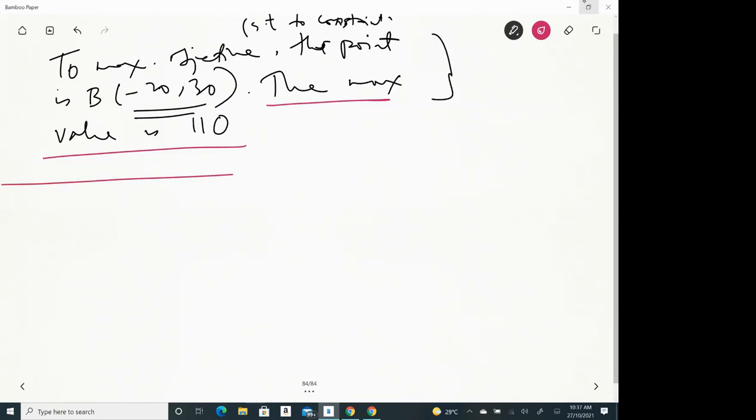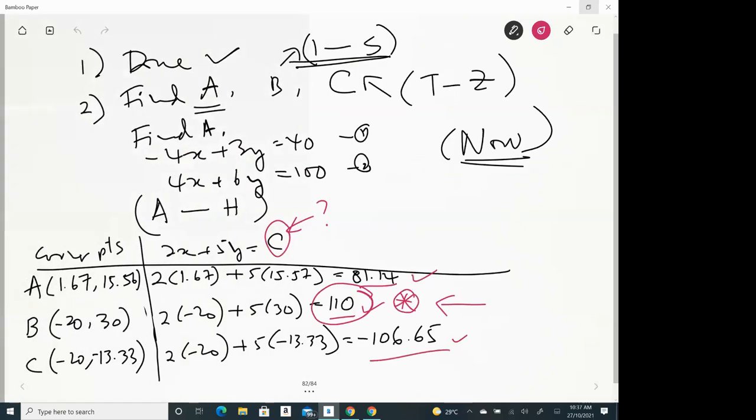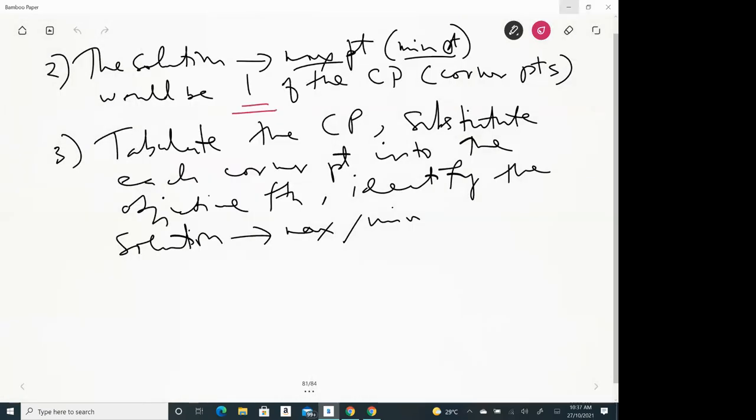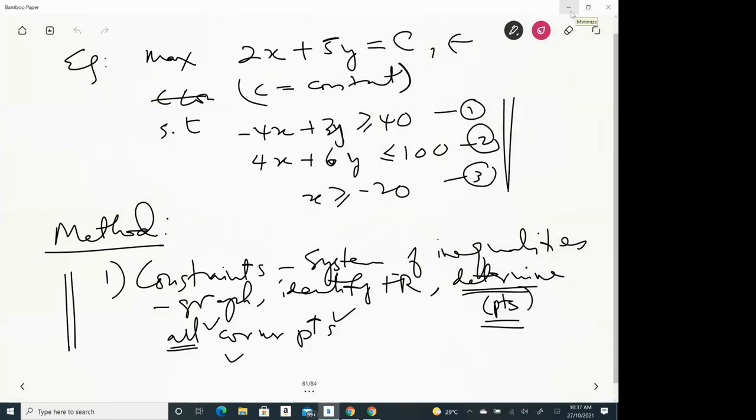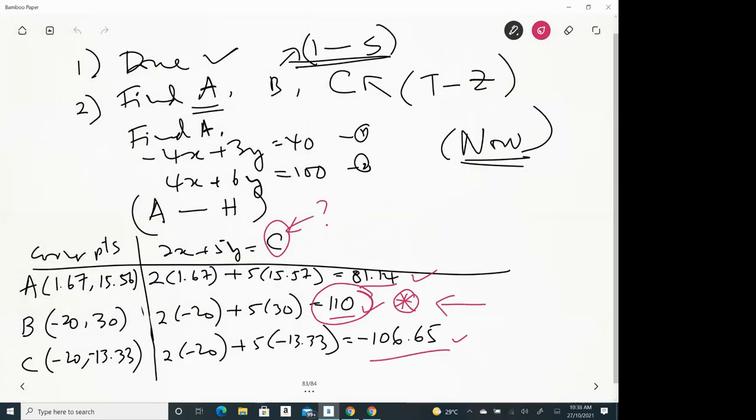Now suppose the problem is, instead of maximizing, you minimize. So I go back to the problem. Suppose now we minimize. If it is a minimization, everything remains the same up to the table. No change. Nothing is different up to the table. So what is the difference now?